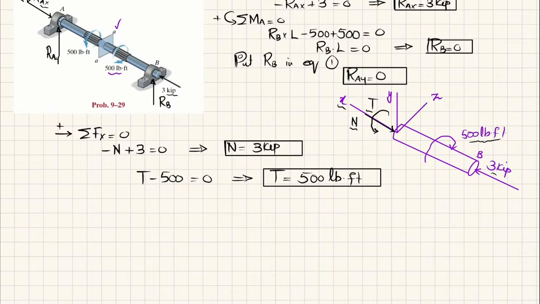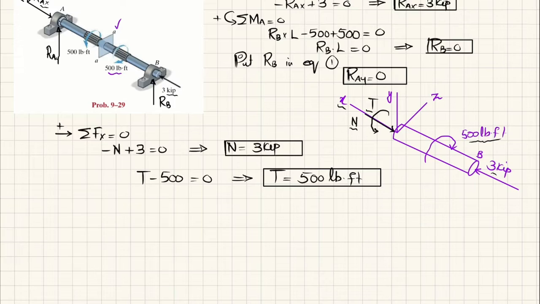Now, due to this normal force, we will have normal stress, and due to this torque we will have a shear stress acting on it.